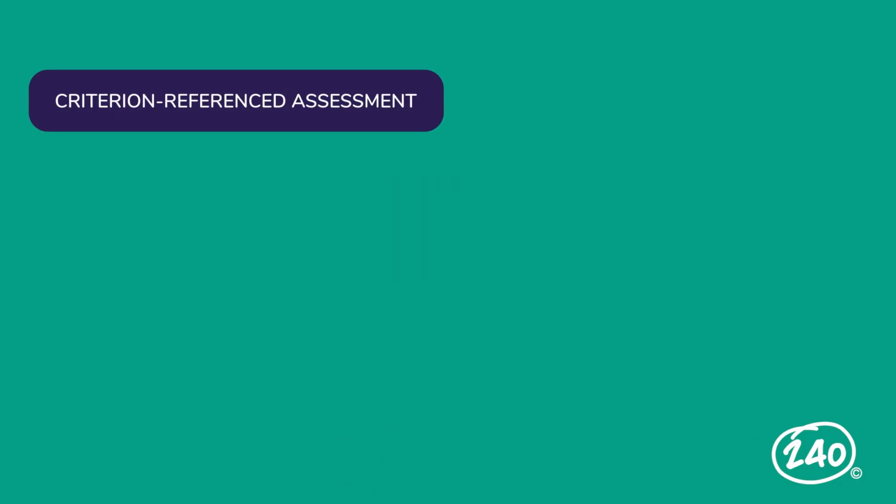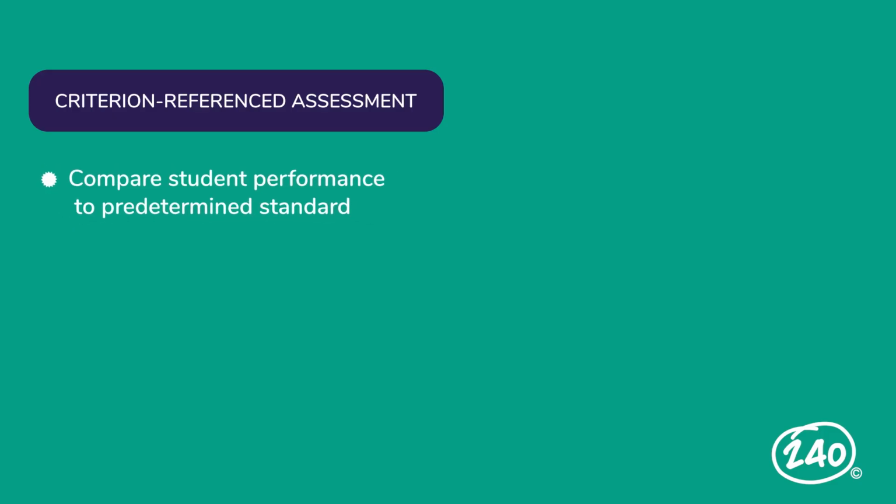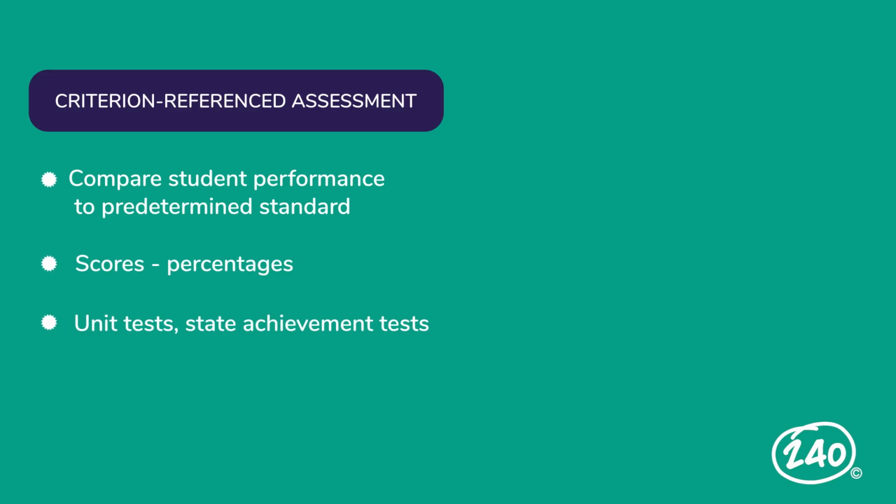Criterion referenced assessments compare student performance to a predetermined standard, which is a criteria. Scores on these types of tests come in a form of percentage. Tests administered at the end of an instructional unit and state achievement tests are common examples.